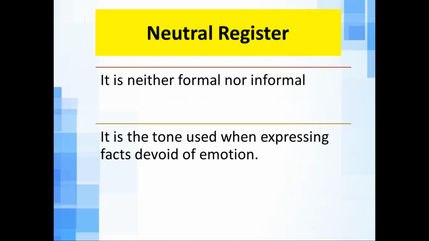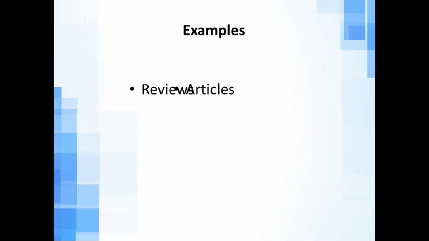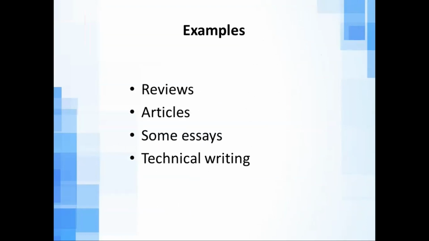This explains why the books that you've used previously in the past are not specifically formal nor informal. But the fact remains that, like any other books, the intention is to deliver facts, and it is only normal that it has to be devoid of emotions. Okay, other writings that use neutral register, guys, are reviews, articles, essays, technical writing, and many others.